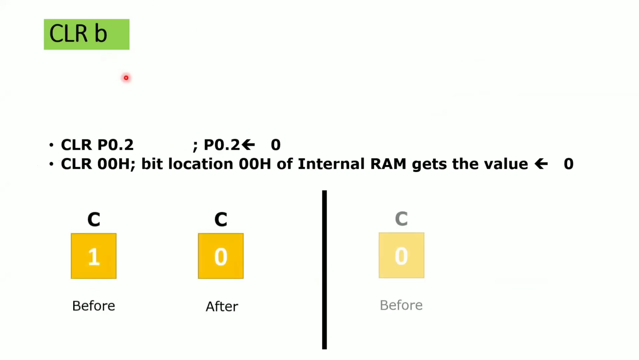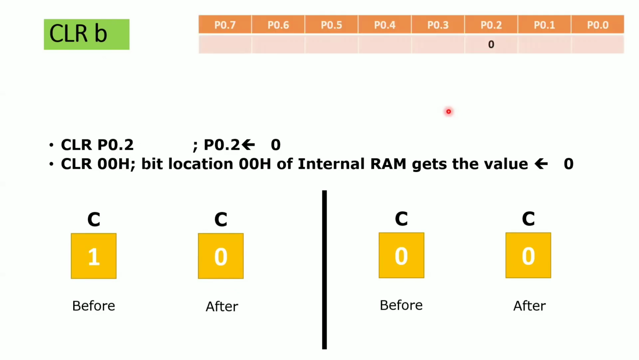Similarly, next is CLR B. What is meant by clear B? Whenever you want to clear the particular bit of that particular location, you can use this instruction. Now for port P0.2, I am clearing the bit. Also I can use any of the internal RAM address locations as well as the bit addressable locations of your RAM.